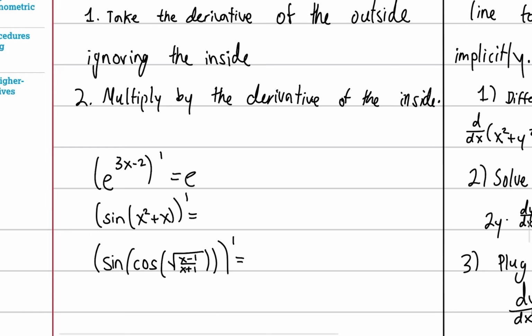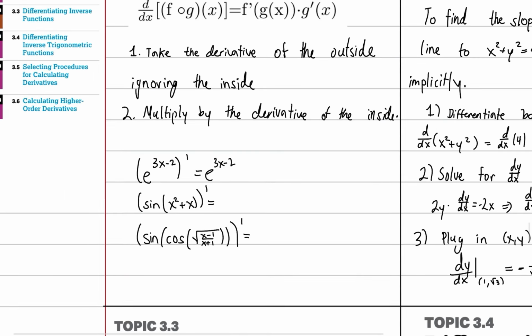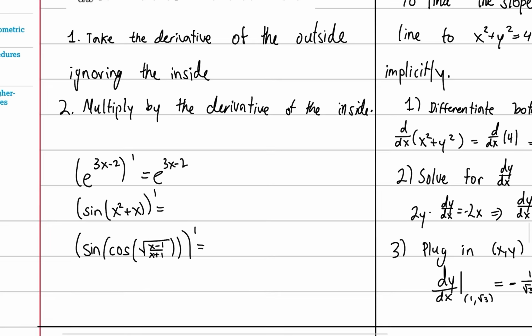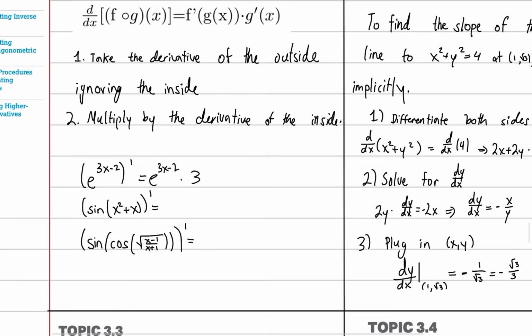And we know the derivative of that is e to the 3x minus 2, right? e to the x differentiated is e to the x. And the second step, multiply by the derivative of the inside. And in this case, it's 3. So remember, take the derivative of the outside times the derivative of the inside.